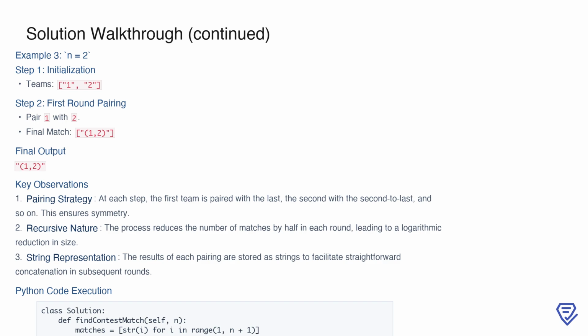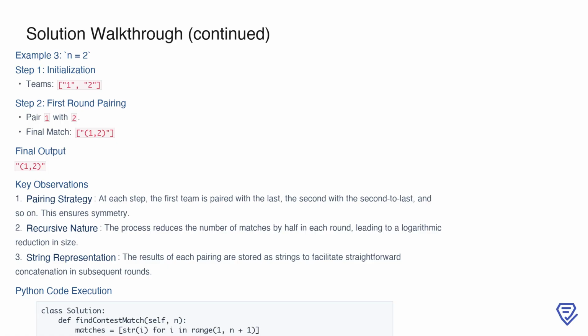From these examples, we can make a few key observations. First, the pairing strategy always ensures symmetry, with the first team matched to the last, the second to the second to last, and so on. Second, the process naturally follows a recursive structure, where each round reduces the number of matches by half, leading to a logarithmic reduction in size.